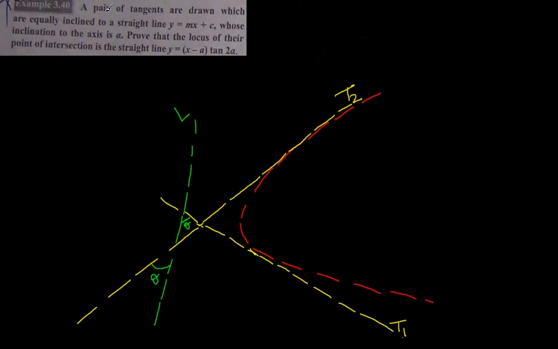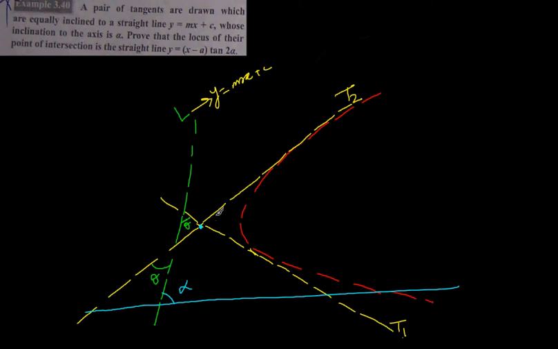The question says that a pair of tangents are drawn which are equally inclined to a straight line y is equal to mx plus c. Let's take this straight line y equals mx plus c. Let's take this as an axis here. This one is my axis, and the inclination to this axis is given as alpha. Prove that the locus of their point of intersection is a straight line. This we need to prove.